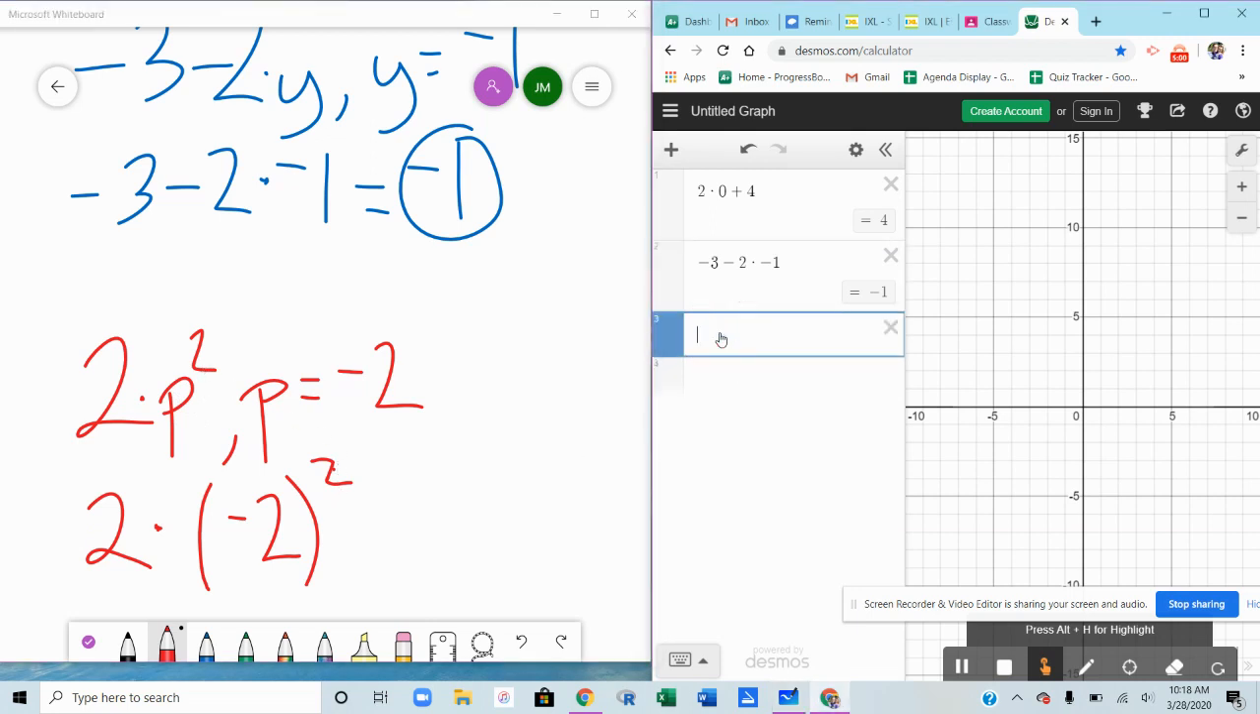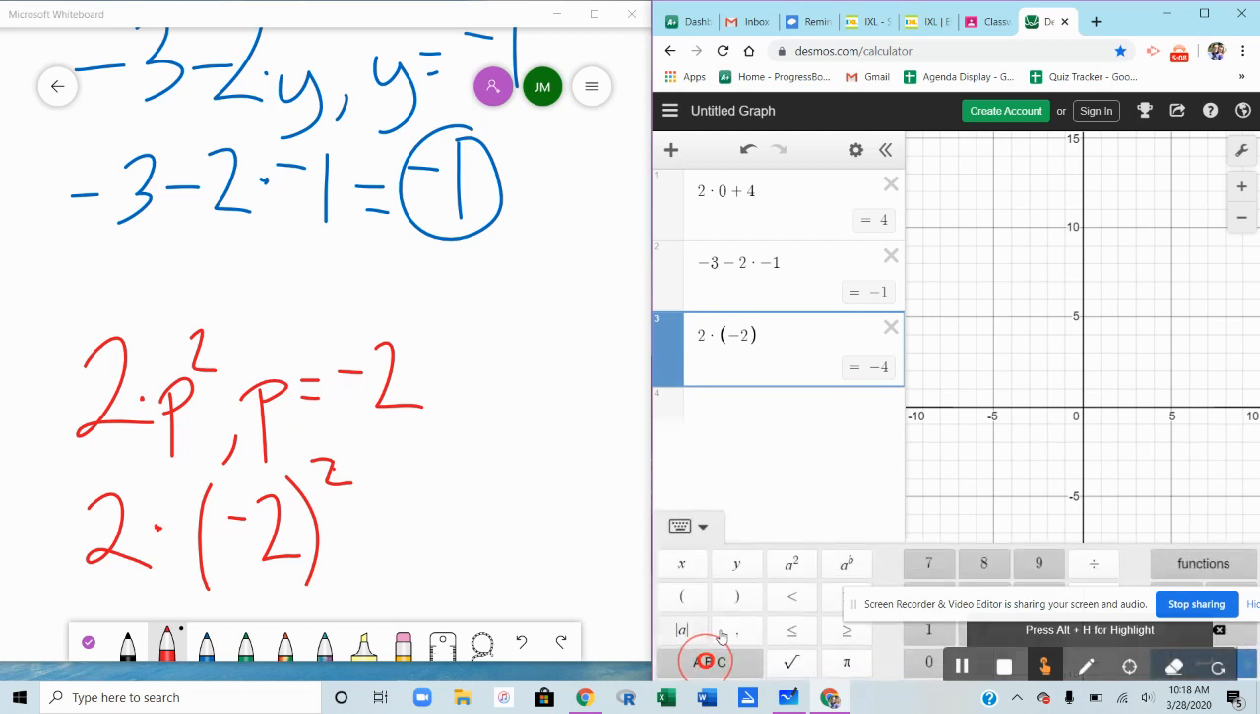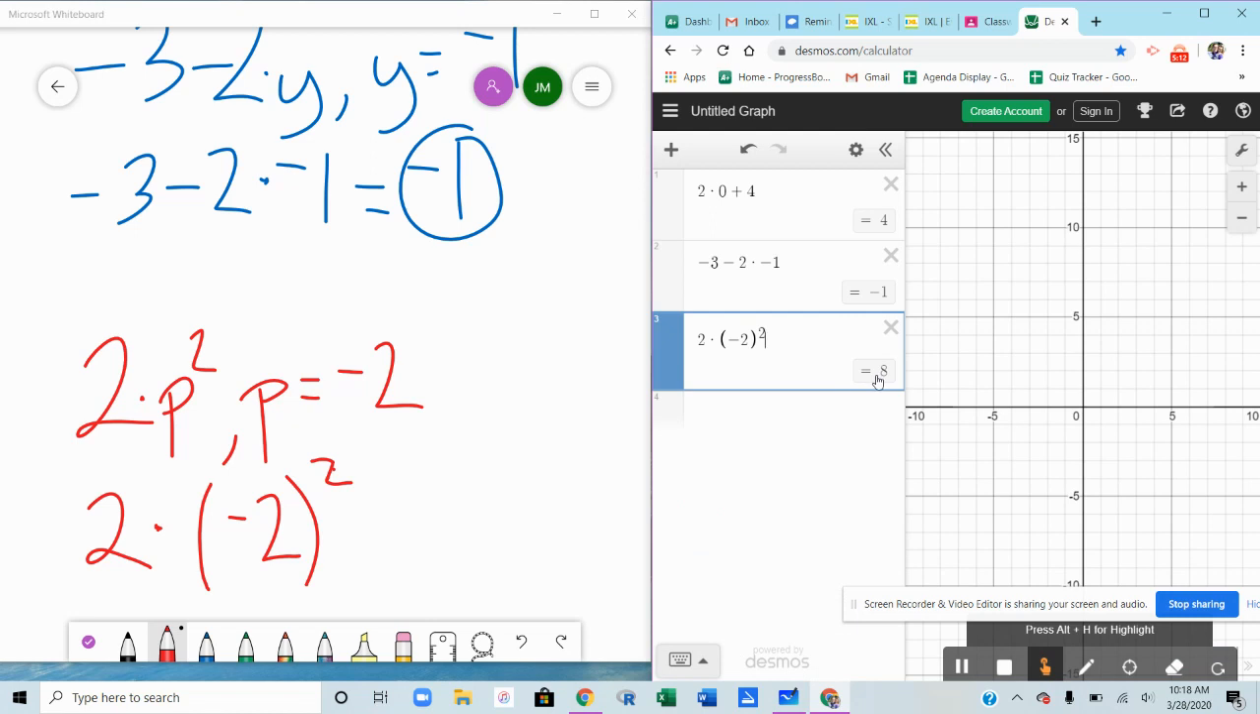And then you can come over to Desmos and type it in exactly how you have it written there. 2 times parentheses your p-value of -2, and then your exponent is squared. And your answer gives you equals 8.